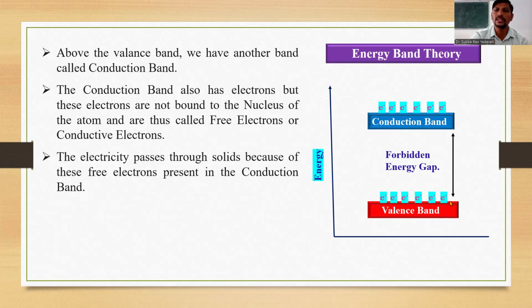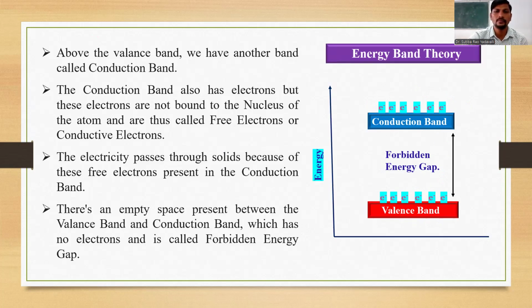The electrons present in the valency band are called valency electrons, and the electrons present in the conduction band are called conduction electrons. Due to the presence of these conduction electrons, the materials conduct electricity. Electricity passes through solids because of these free electrons present in the conduction band. And there is a gap. This is the forbidden energy gap, also known as the Fermi energy gap.